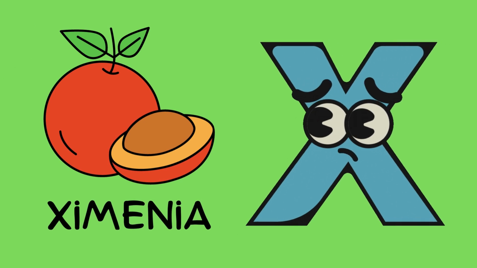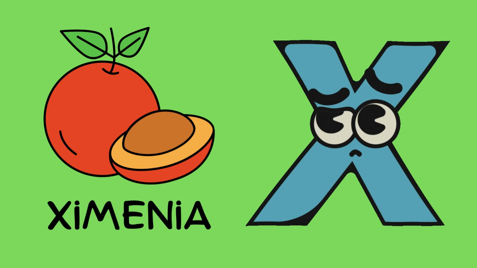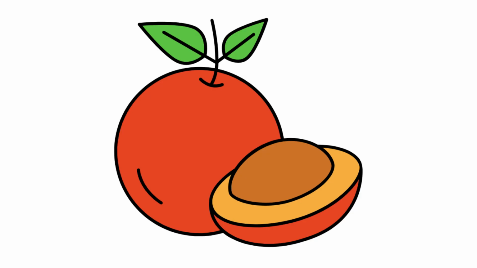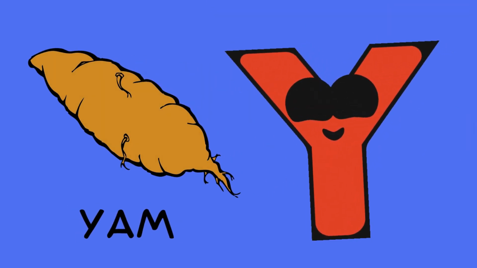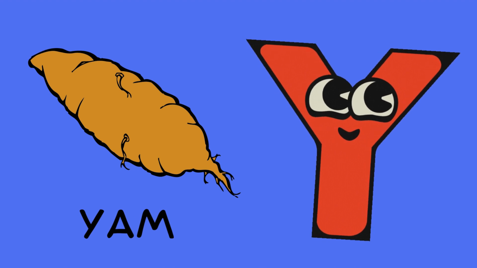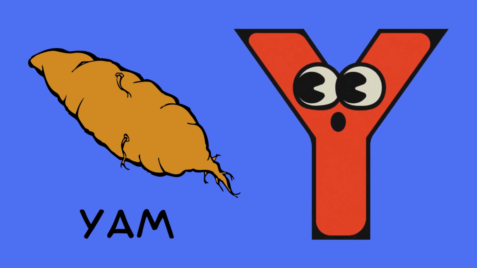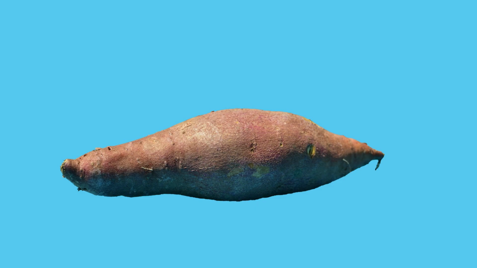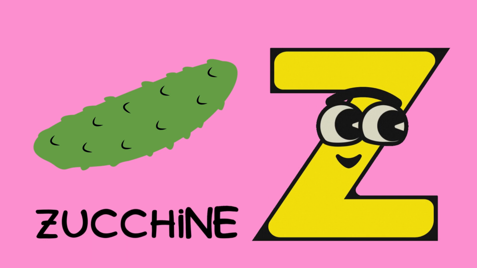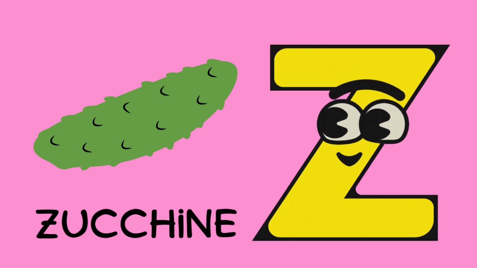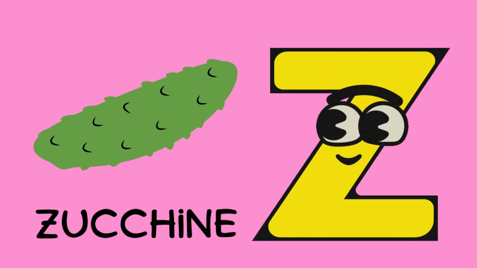X for Semania. Y for yam. Z for zucchini.